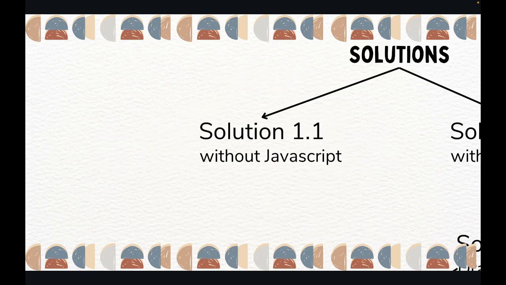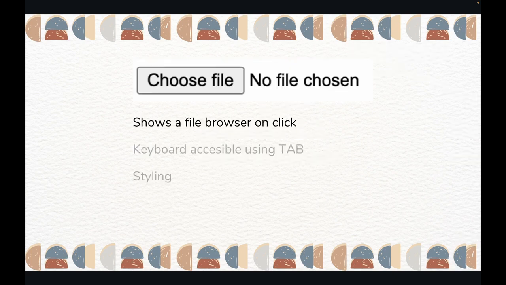So let's move to the first, without JavaScript solution. The default HTML file input has many behaviors already. It shows a file browser on click. We can even have keyboard accessibility. So if I hit tab, I am able to gain focus on the input and I can open the file browser just using my keyboard. So it's also keyboard accessible.